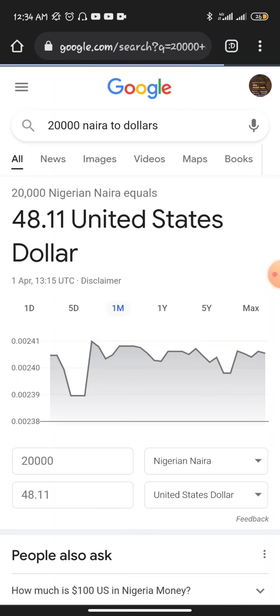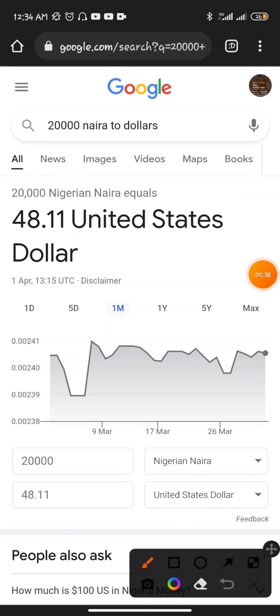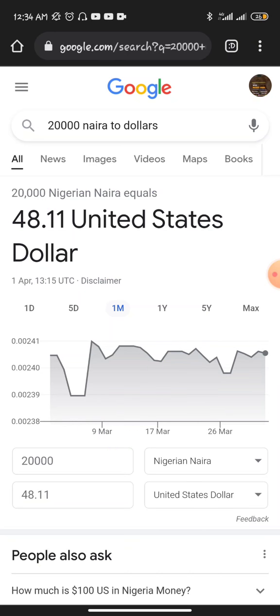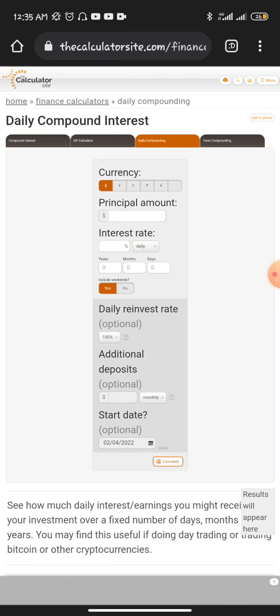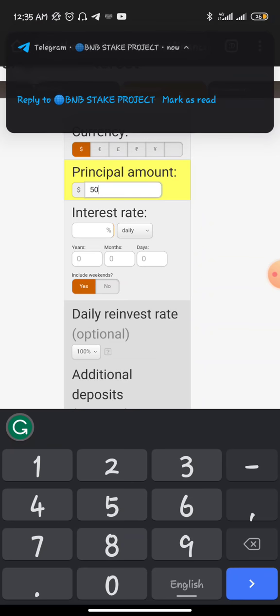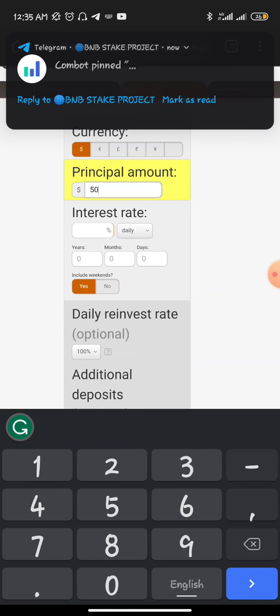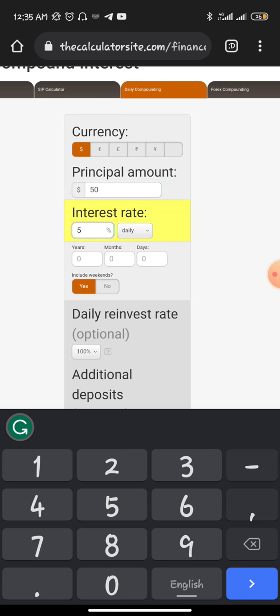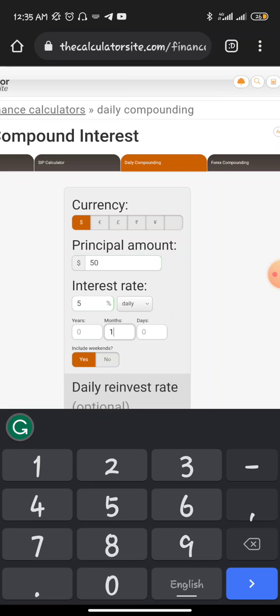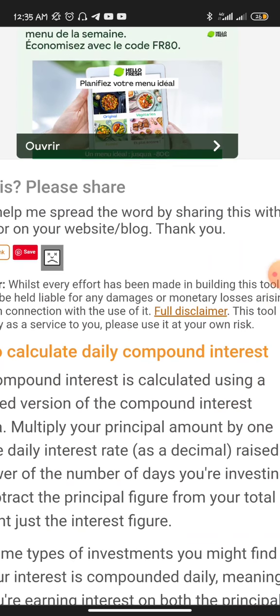If you go to Google and say 20,000 naira to a dollar, you're going to get about 48 thereabouts. So give or take, I'm going to use $50 in this video. So I'll go to my calculator site, and I'm going to do 5% daily and how you can make massive money. If you have to transfer USDT and all of that, you're going to arrive at $50. So let's just do $50 and then 1 month, and then we click on calculator.